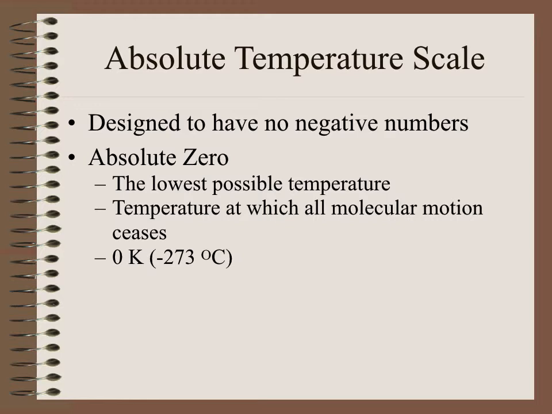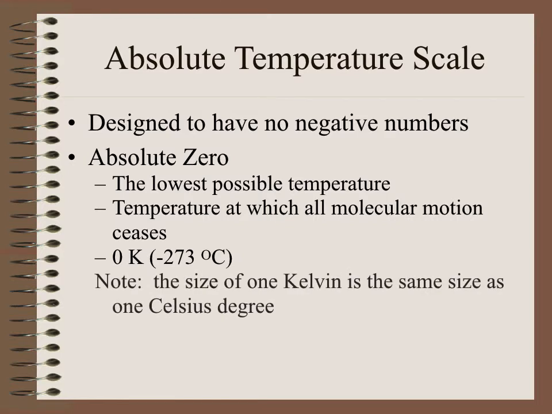You'll note that kelvins doesn't use a degree symbol because 0 is 0. The degree symbol for Celsius and for Fahrenheit is because 0 isn't truly 0. One other thing to note is that the size of 1 Kelvin is the same as the size of 1 Celsius degree. So if you go from negative 273 Celsius to negative 272 Celsius, you've gone from 0 kelvins to 1 Kelvin. All they did was shift the 0 point.